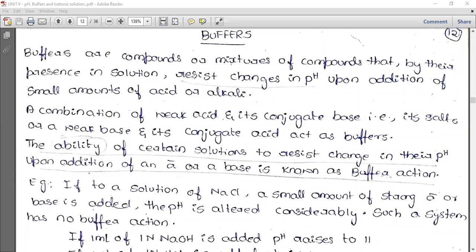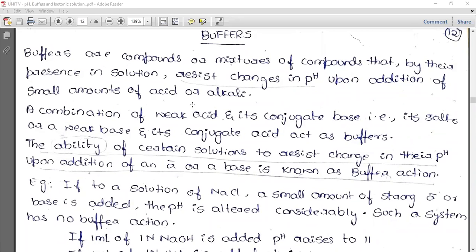Now I'm adding NaOH, which is a base. So what would happen to the pH of the solution now? It was 1. After I add 10 ml of NaOH, what would happen to pH? The pH would have increased, ma'am. Right, the pH would have increased from 1 to something. It could be 2 or it could be 1.5. So now you observe that there is a change in pH.